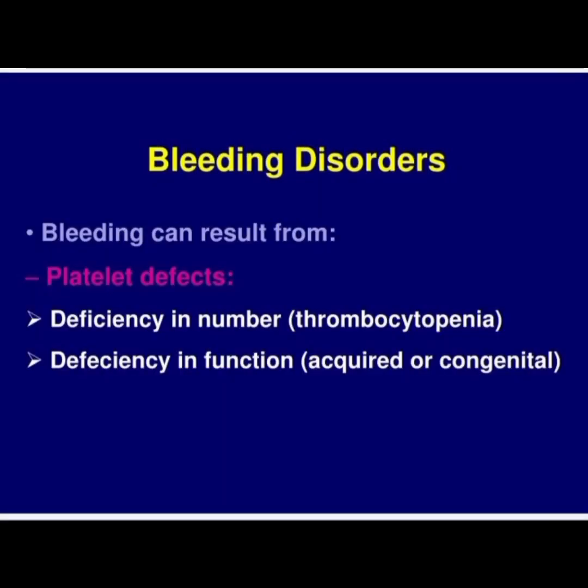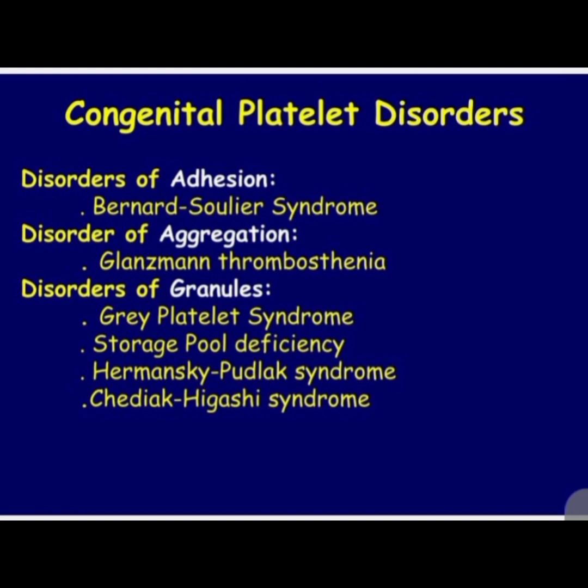The major cause of bleeding disorder is platelet problems. Bleeding can result from platelet defects. One is deficiency in number, another one is deficiency in function. Another cause is congenital platelet disorders: disorders of adhesion, disorders of aggregation and disorders of granules.